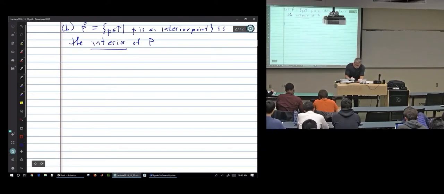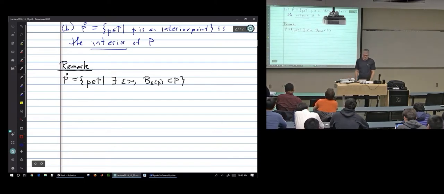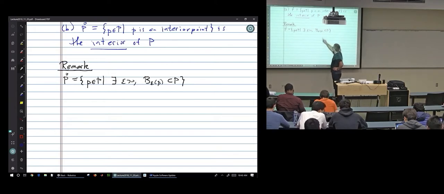Okay, so just a little remark, and let's see how we can characterize that with distance. Okay, so the interior of P, the set of all P in P such that there exists epsilon greater than 0. The ball of radius epsilon about P is strictly contained in P. So that's the definition. Okay, so the interior of P is all the interior points. So those are points I can put an open ball around.